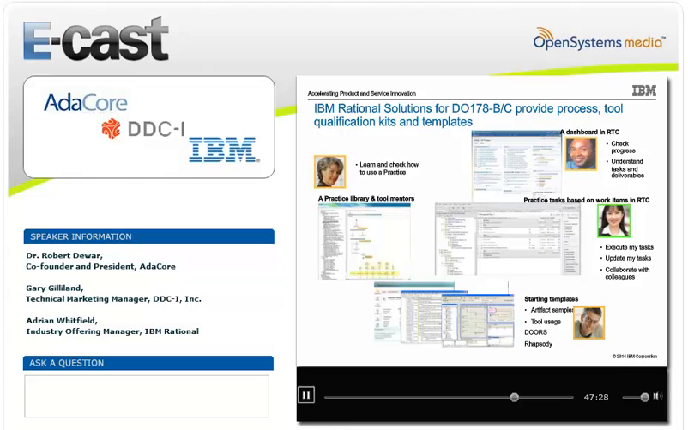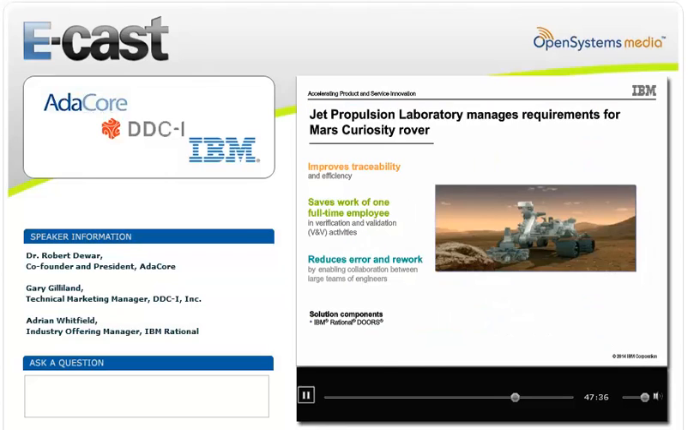So what I'm going to do now is finish up with a quick success story. Jet Propulsion Laboratory, JPL, is a federally funded research and development facility. They're based in California, and they're managed by Caltech and NASA. And JPL conducts robotic space exploration missions in the fields of planetary exploration, earth science, and astrophysics.